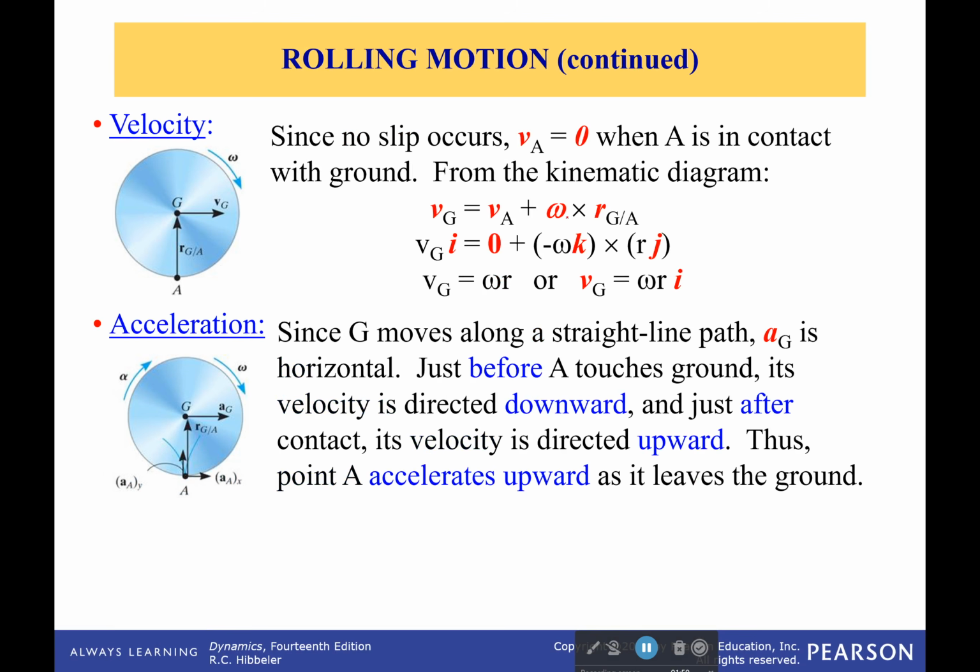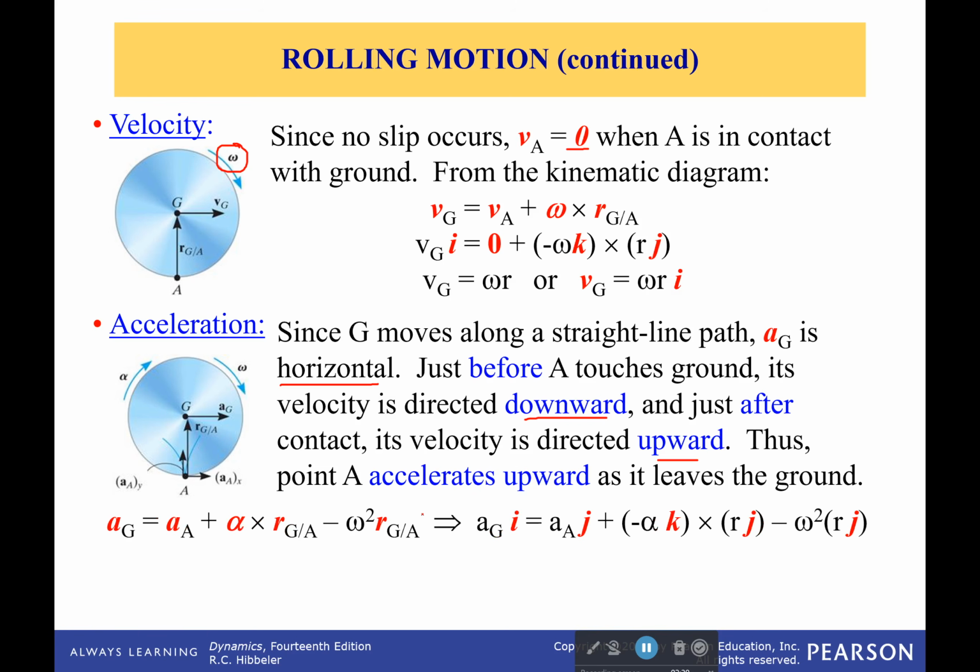So, since no slip occurs, the velocity at A is equal to 0. And we can look at the velocity of G knowing the angular velocity. Now, since G moves along a straight line path, the acceleration at point G is horizontal. Just before A touches the ground, its velocity is directed downward, and just after contact, its velocity is directed upward. Thus, the acceleration at point A is upward as it leaves the ground.